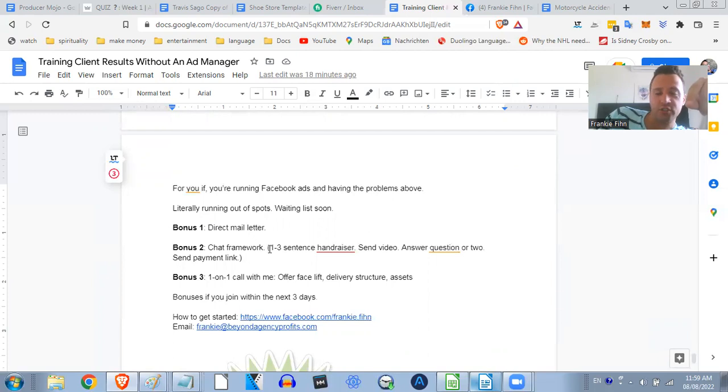So if you're interested in that, we'll get you the chat framework so that you can close people in chat, with way fewer moving pieces. It's much simpler. It makes the clients happier, because they don't feel like they were hard sold. It's the offer that does the seduction process, and we'll help you craft your own.